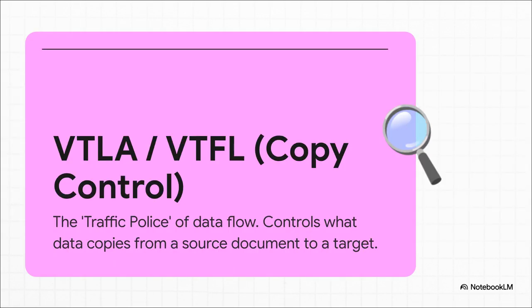So you have all these documents. How does the information get from one to the next? That is where copy control comes in. Think of it as the system's traffic police. It stands there and dictates exactly which pieces of information, like prices or customer details or dates, are allowed to copy from an order over to a delivery, and then from that delivery to the final invoice. If you can master this, you can solve a massive number of those, hey, my data is missing problems.